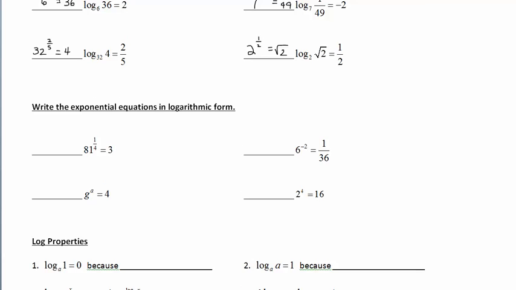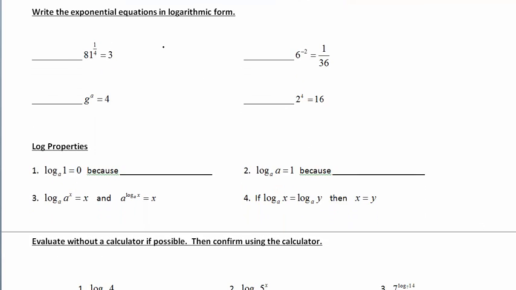All right, let's go the other way. Let's change exponential equations to log equations. For me, what I do is I start with the exponent. 1/4 equals log base 81 of 3. You can just double check real quick by changing it back to the exponential form, that 81 raised to the 1/4 power is 3.